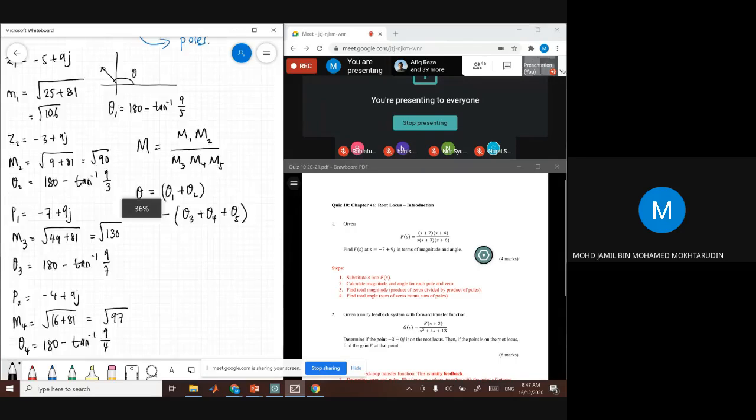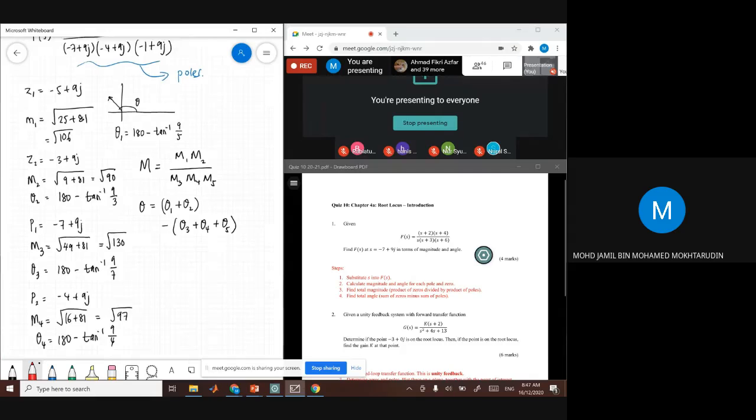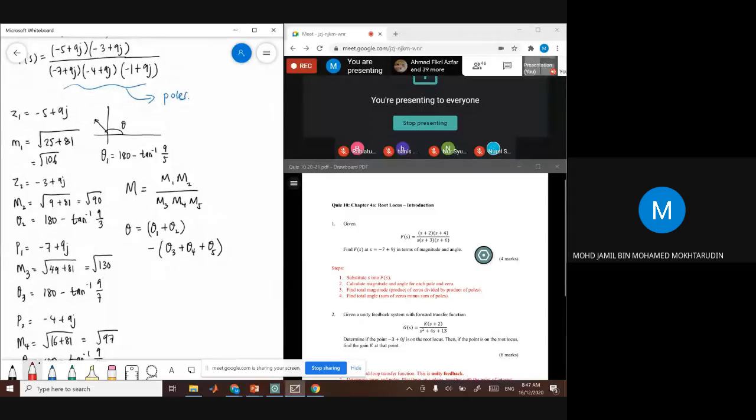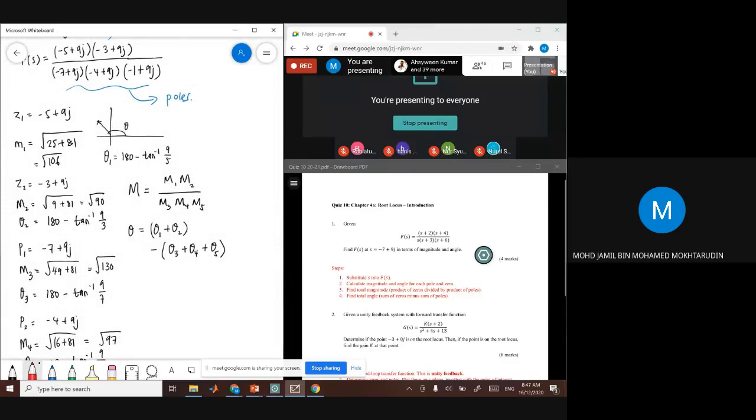Okay, so be smart in marking. 4 marks. Whatever answer you get for M is 2 marks and theta is 2 marks.